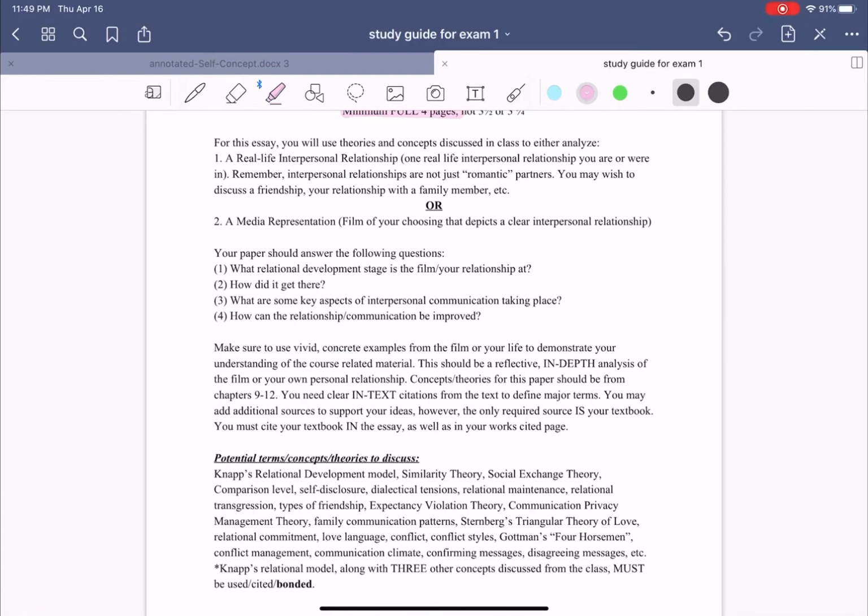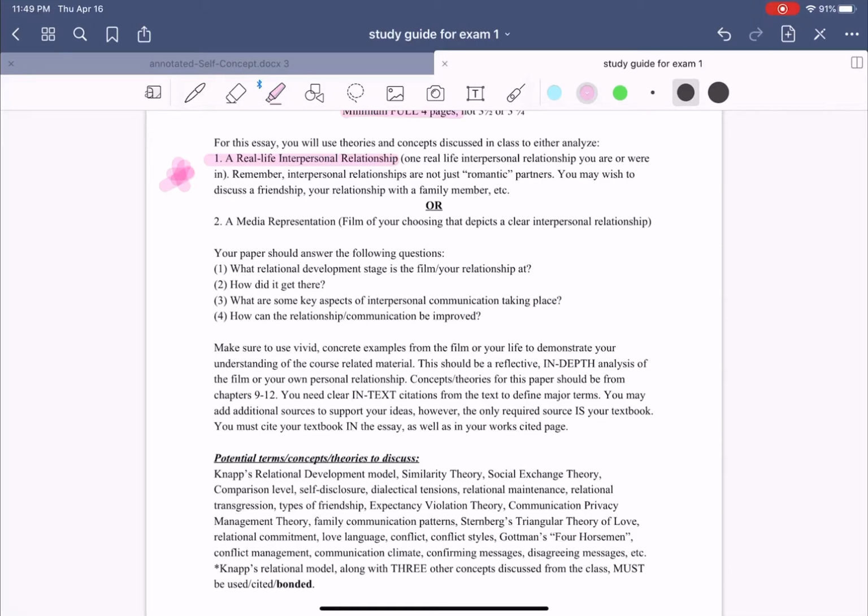So for this essay, you will use theories and concepts discussed in class to either analyze one real-life interpersonal relationship, one that you are or were in. Remember, interpersonal relationships are not just romantic partners. You can talk about your friends. You could talk about a relationship with a family member. It does not need to be a romantic partner. That's very important, okay? And I know a lot of people struggle here.